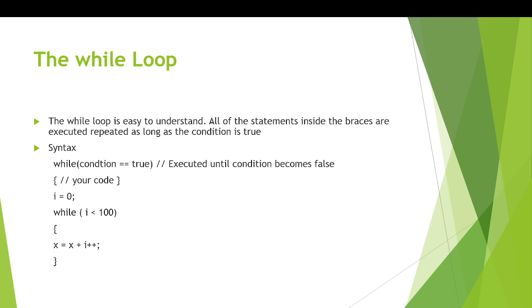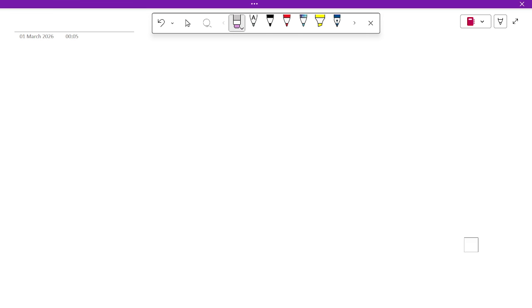The first loop is the while loop. What is a while loop? It's very easy to understand. All statements inside it will be executed and repeated until and unless a certain condition is met, as long as the condition is true. What is the syntax? It's a while loop. While is a keyword.